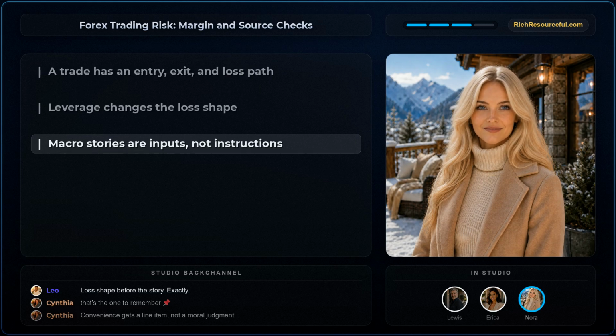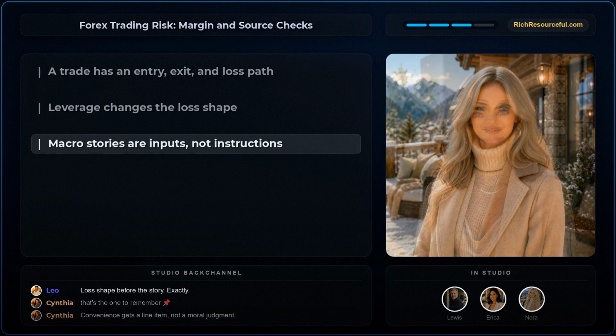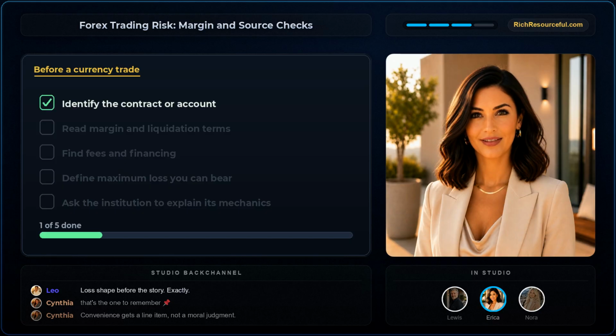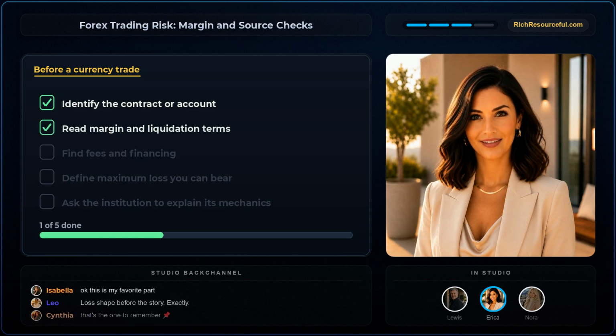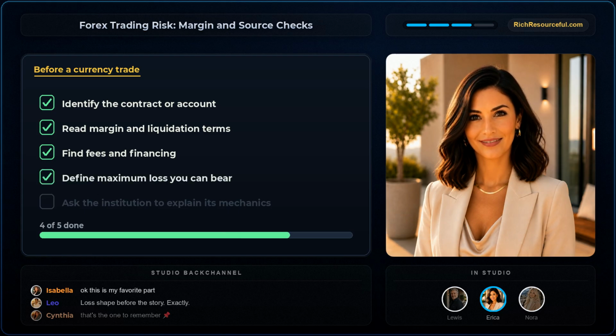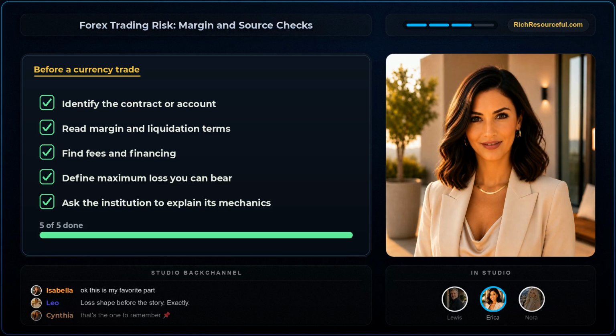Erica, what should a viewer read before accepting a pitch? Read the product disclosure, customer agreement, margin terms if any, execution policy, fee and financing schedule, and the institution's description of what can trigger a closeout or additional obligation. Then write what you don't understand. A broker can explain its own mechanics. It can't turn a public lesson into an individualized suitability determination. Take that broader question to an appropriately qualified financial professional.